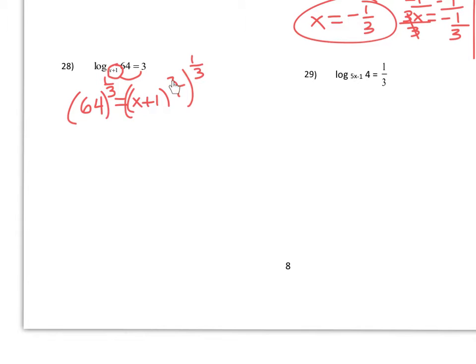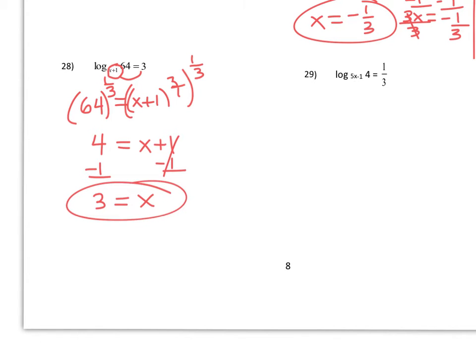So what happens is the 3/1 and the 1/3 cancel, leaving us with x plus 1. And 64 to the 1/3 power, you can either figure it out by hand or in the calculator, but either way you wind up getting 4. We're almost done. We want to get this x by itself, so let's get rid of that 1. And it leaves us with x equals 3.